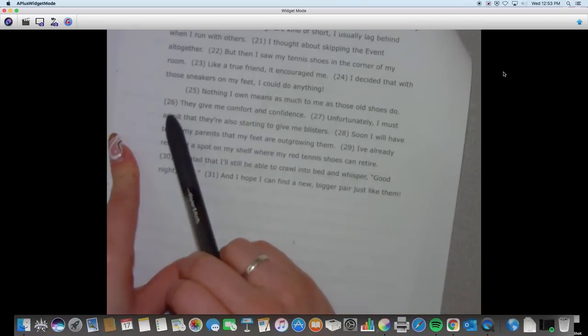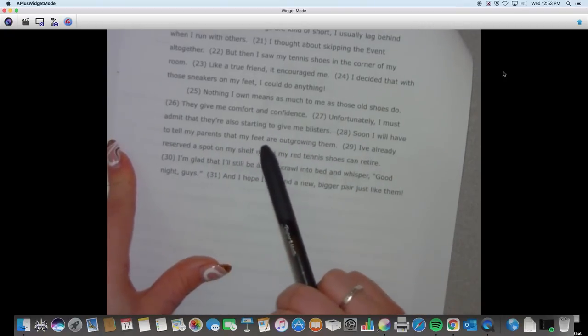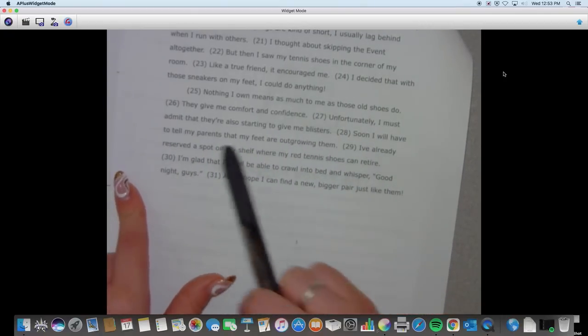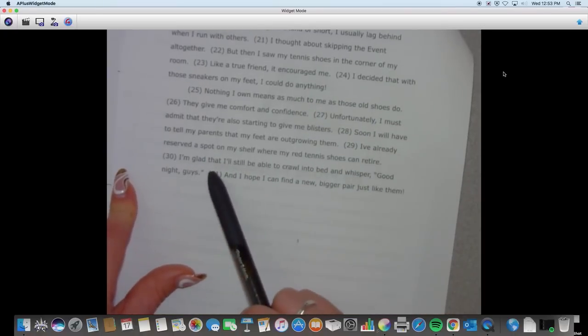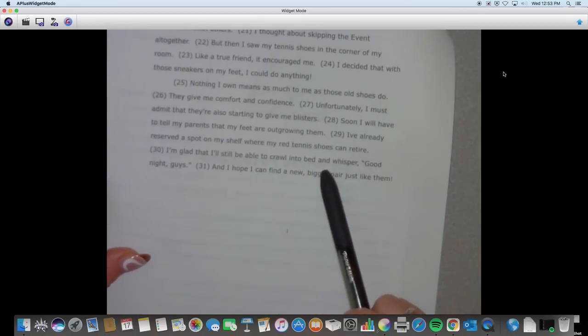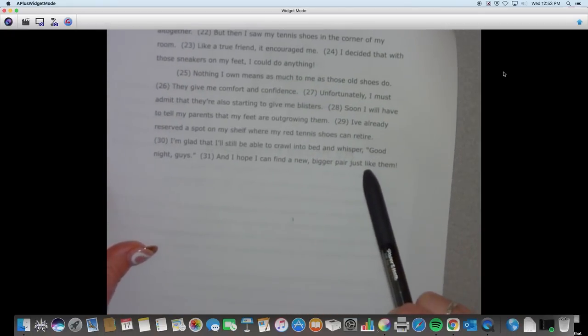Unfortunately, I must admit that they're also starting to give me blisters. Soon I will have to tell my parents that my feet are outgrowing them. I've already reserved a spot on my shelf where my red tennis shoes can retire. I'm glad that I'll still be able to crawl into bed and whisper, "Good night, guys." And I hope I can find a new, bigger pair just like them.